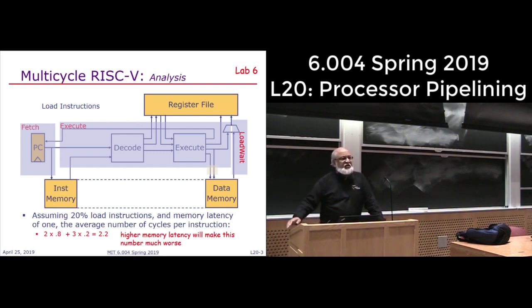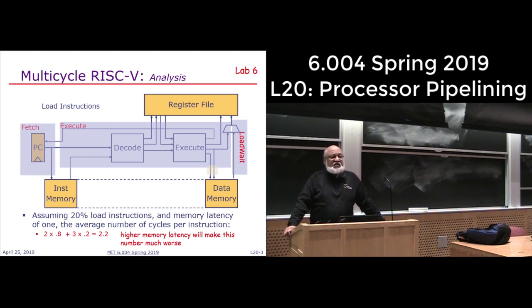So higher memory latency. I mean, I assumed in this analysis that you went to the memory and you got the result back in the next cycle. But you know that if you have a cached memory system, once in a while you're going to get the result much later, much later, because you got a cache miss. And that's just going to make this equation much worse.